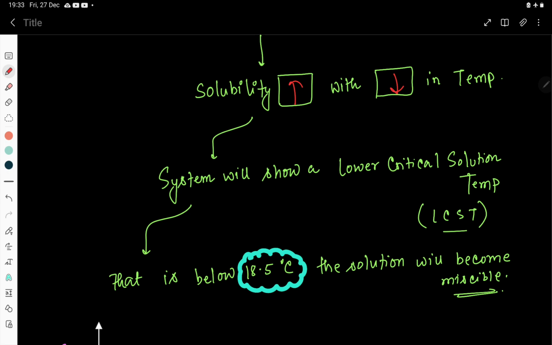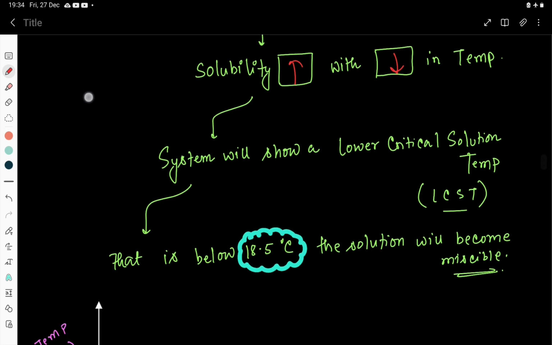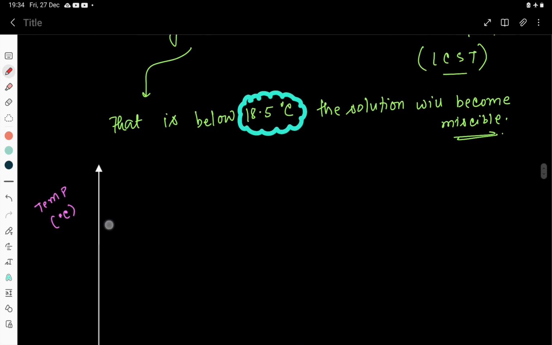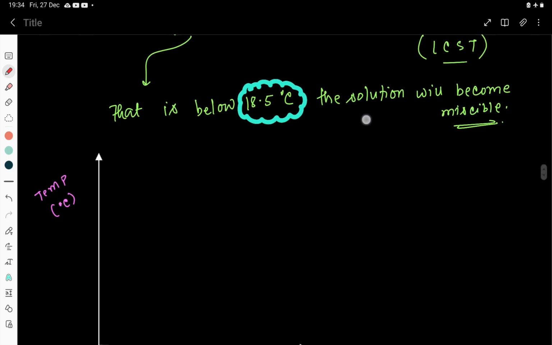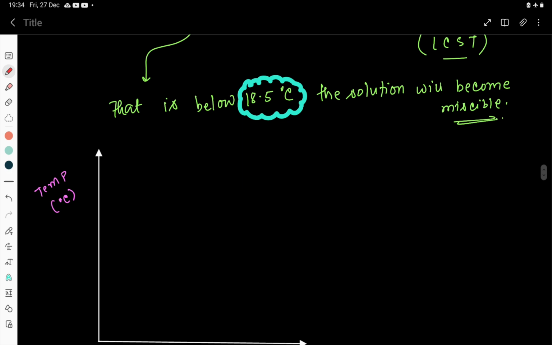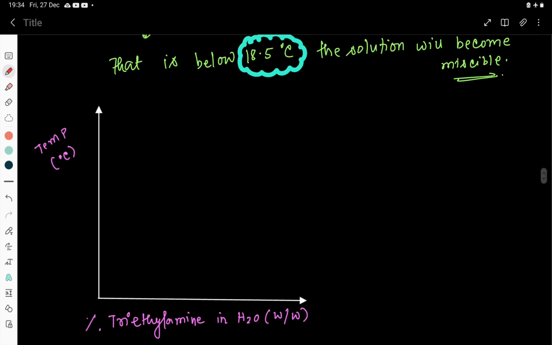If we cool the solution, we will reach a temperature that is the LCST point. And below that temperature, we will see the solution becoming miscible, or you can say the solution becomes completely miscible, or only one phase is seen. So here the LCST temperature is 18.5 degrees Celsius. So below 18.5 degrees Celsius, the solution will become miscible. And the diagram will be like this.